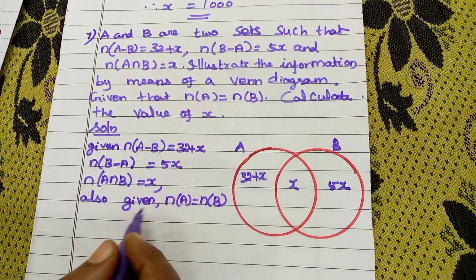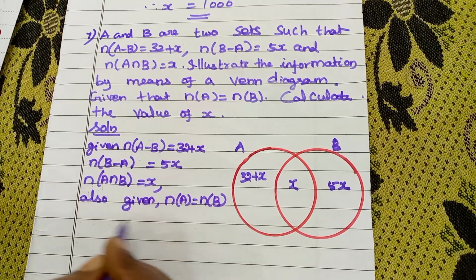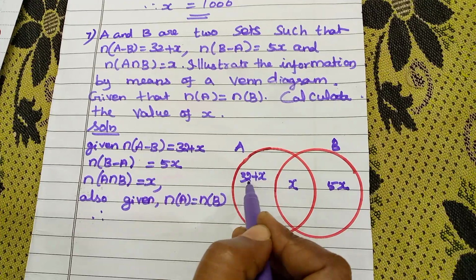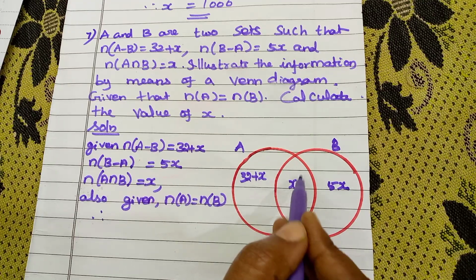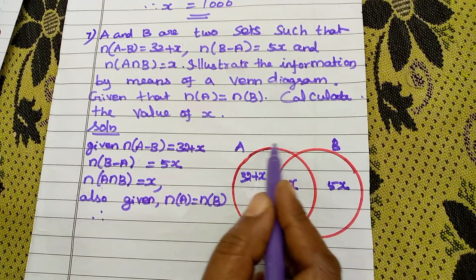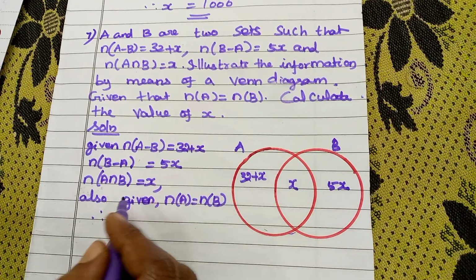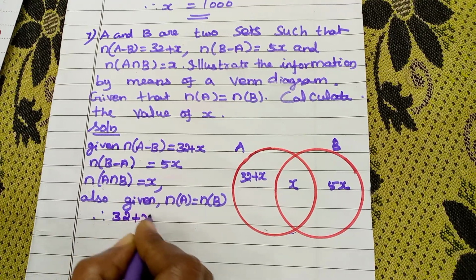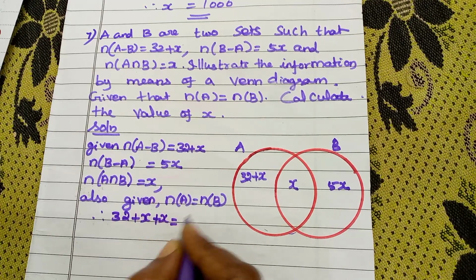Okay, so by this condition, n of A equal to n of B. Therefore, in this A circle, what is there? 32 plus x plus this x. So this x is also included in A circle as well as B circle. Given n of A equal to n of B, therefore n of A is 32 plus x plus x, equal to n of B.